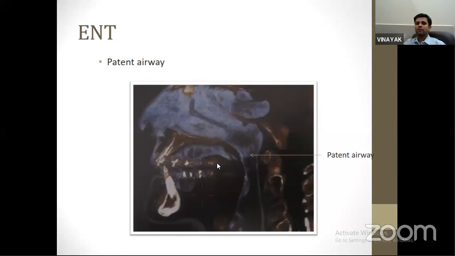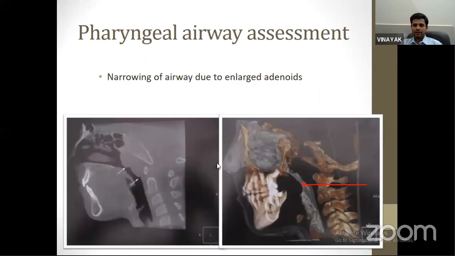Also, you can assess for the patency of the airway. Now, like I said, airway or airspace will appear black or radiolucent. So this is the nasal cavity, right? This is the oral cavity, and this is your pharynx. And what is seen here are your tonsils, your pharyngeal tonsils or the adenoids. So now, because these tonsils are enlarged, your pharyngeal airway is compressed or it has shrunk.